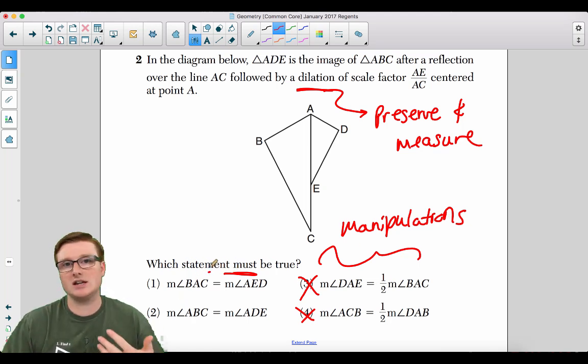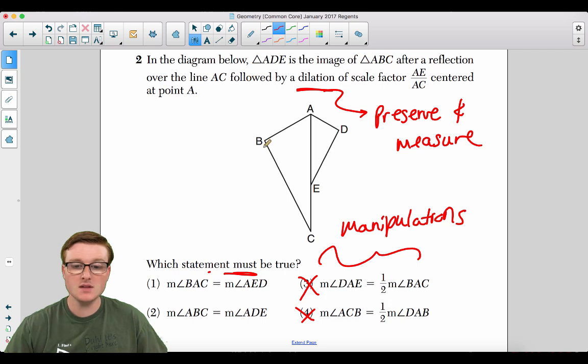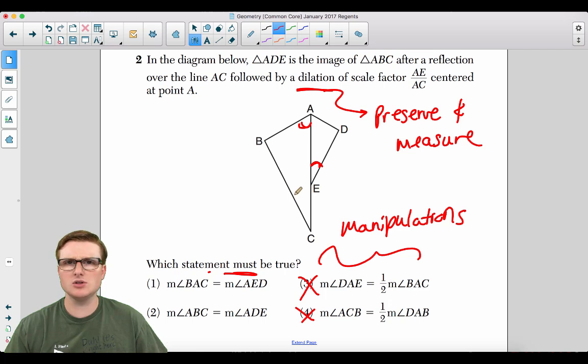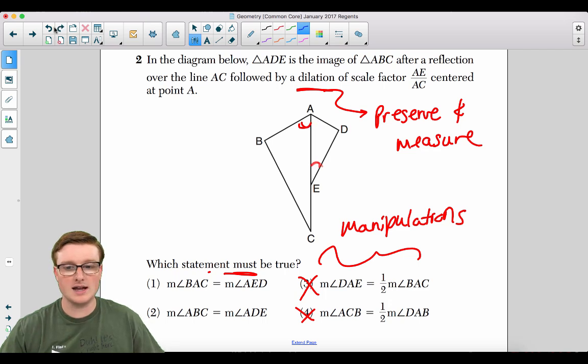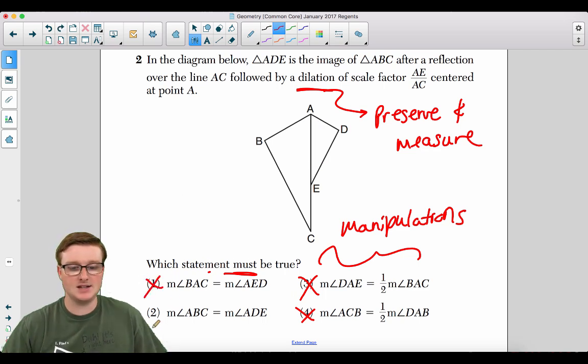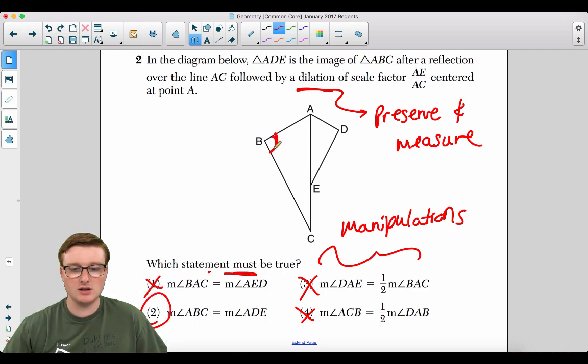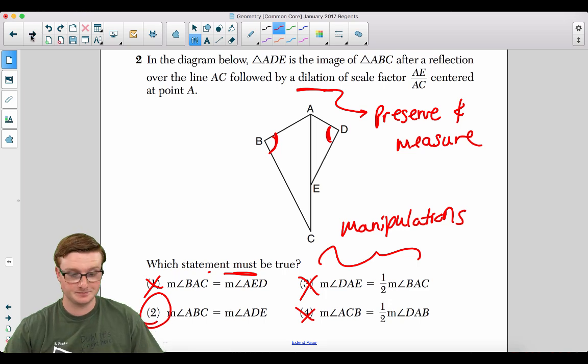So let's look for the ones that are corresponding to each other. The measure of angle BAC is equal to the measure of angle AED. Okay, well those are not corresponding to each other because triangle ABC is similar to triangle ADE. This angle over here is corresponding to the angle next to it. So therefore, it cannot be choice 1, it has to be choice 2. The measure of angle ABC is congruent or equal to the measure of angle ADE. So that's why it is going to be choice 2.